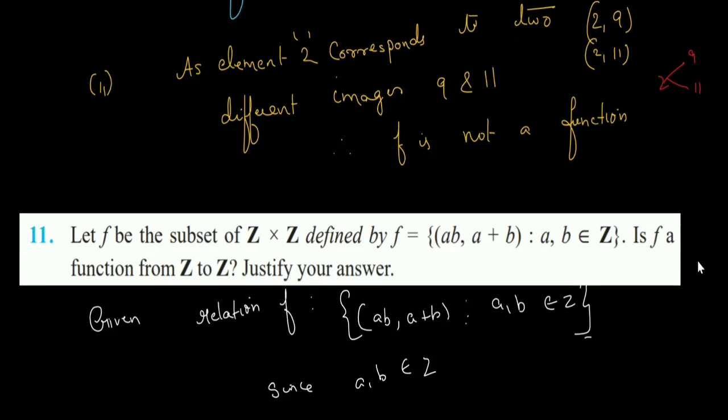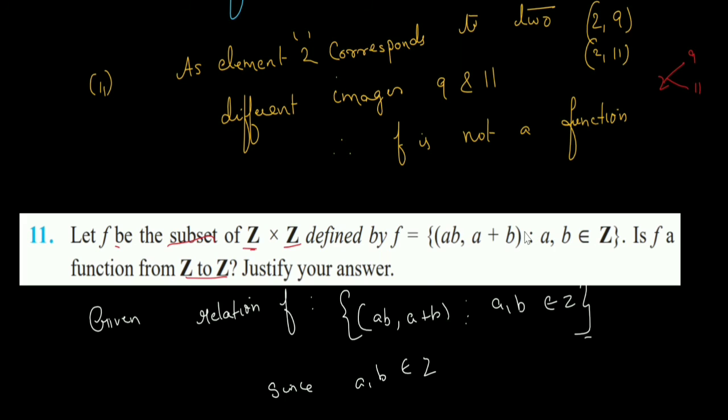Question number 11. F is a subset of Z cross Z. Z is the set of integers. It is a subset of Z cross Z, that means F is a relation. Now it is defined by f(a,b) = a plus b. Is this relation F a function from Z to Z? Is this a function? Justify your answer.